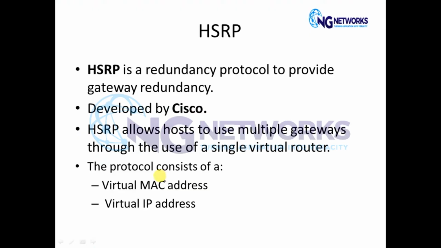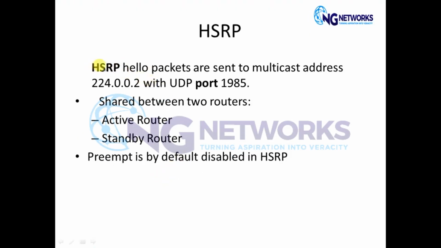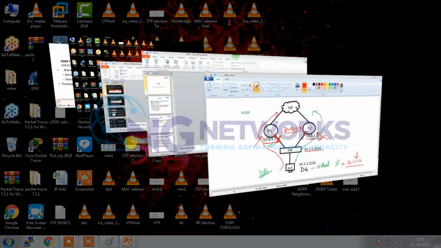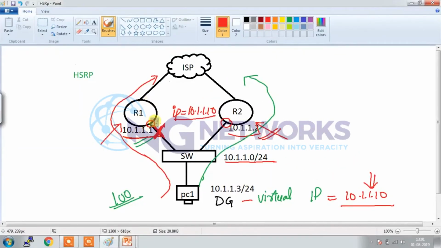Let's read a few more points about HSRP. When we enable HSRP, it sends hello packets on the multicast address 224.0.0.2, and the port number is 1985. So it uses UDP with port number 1985. These hello packets are shared between the active router and the standby router. Now what is the active router and what is the standby router? In this example, we have two routers, R1 and R2. So who will be active for this virtual IP?